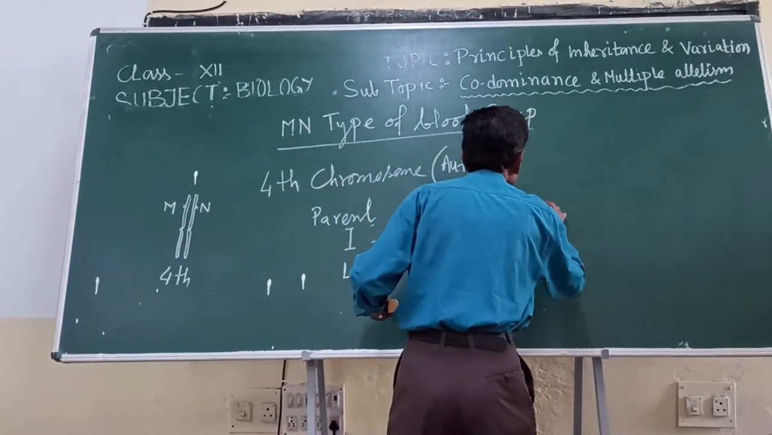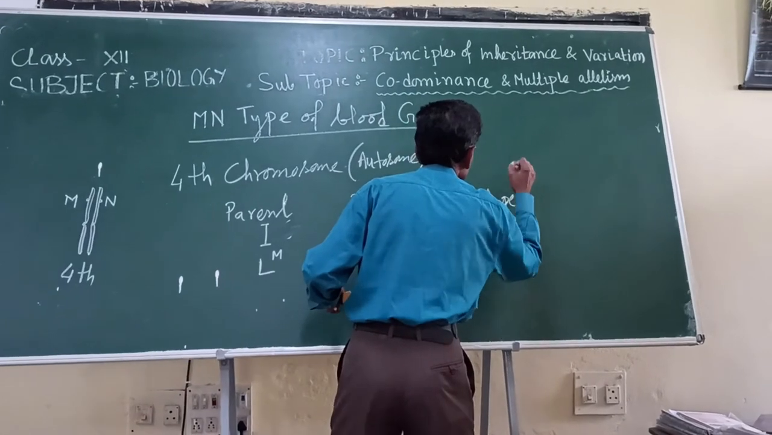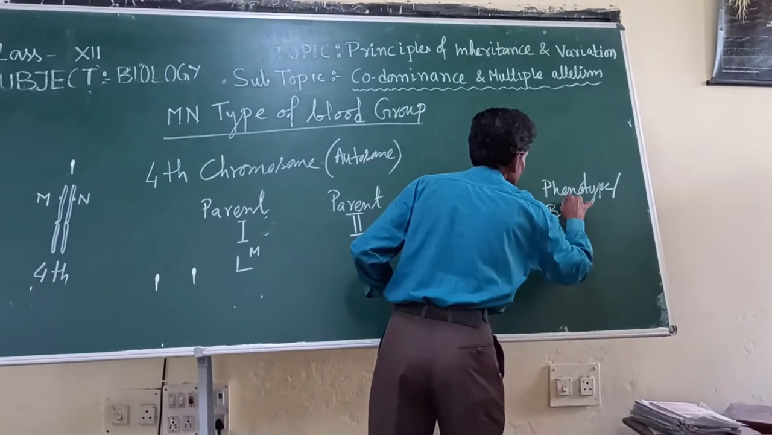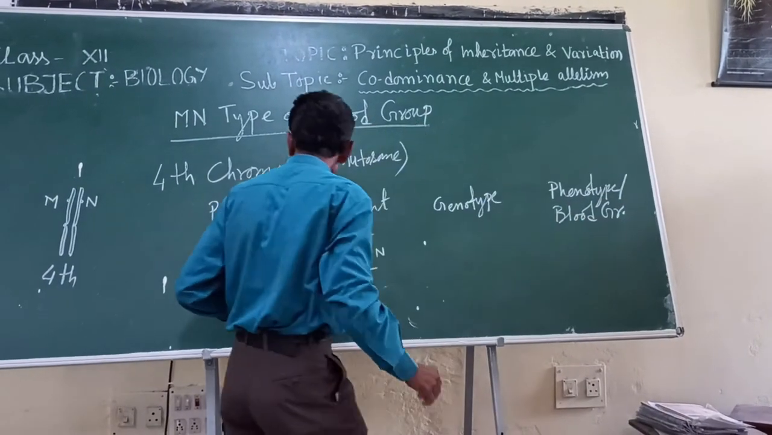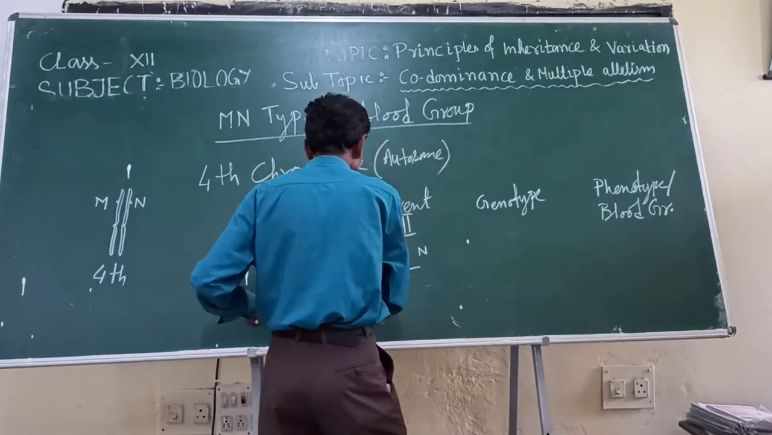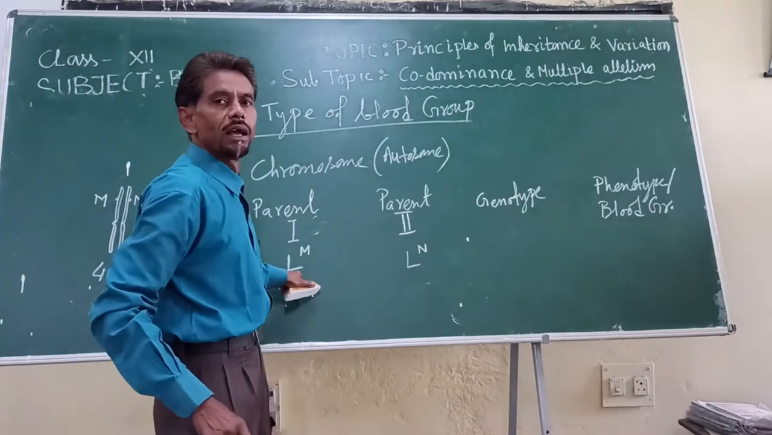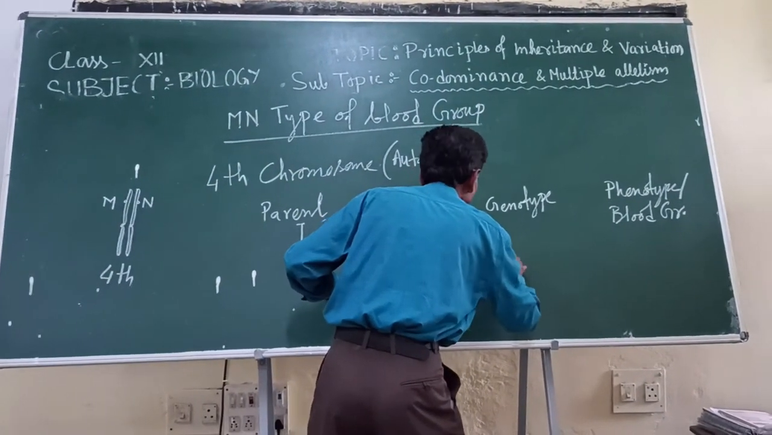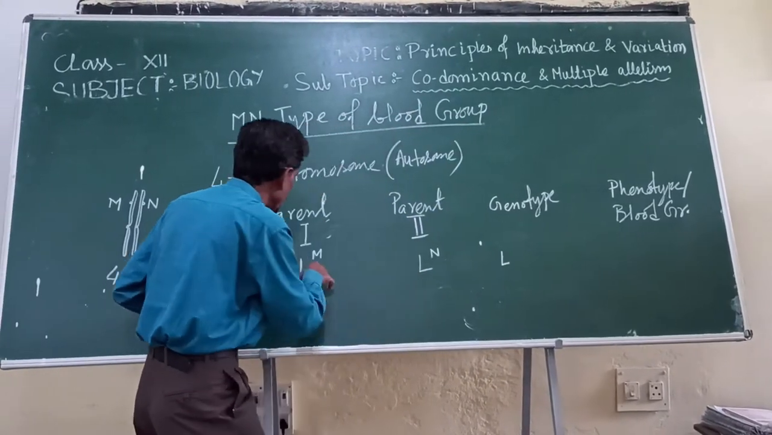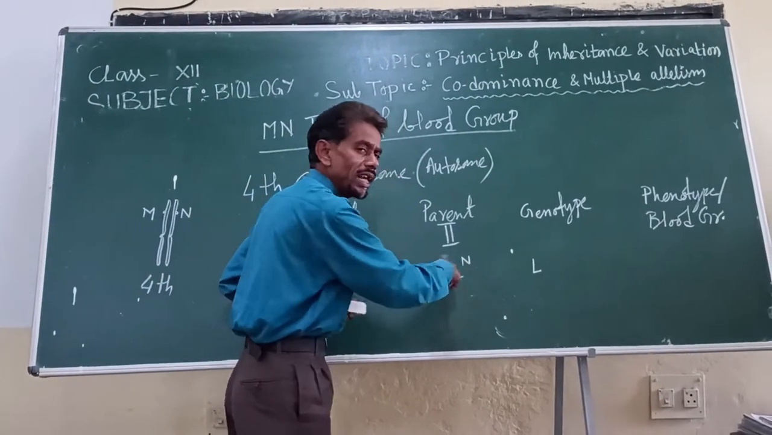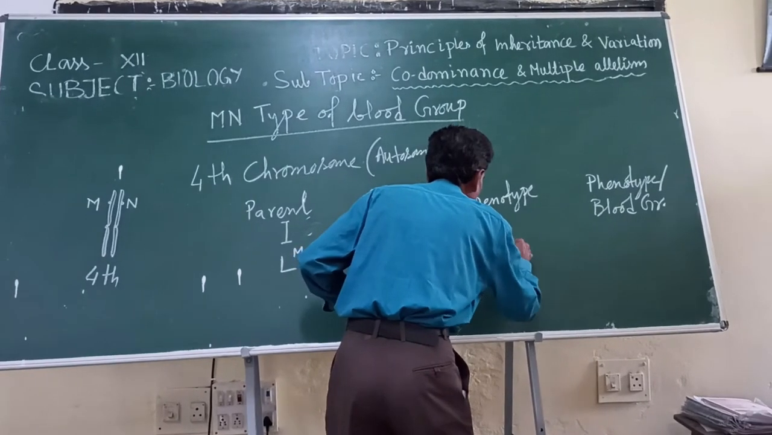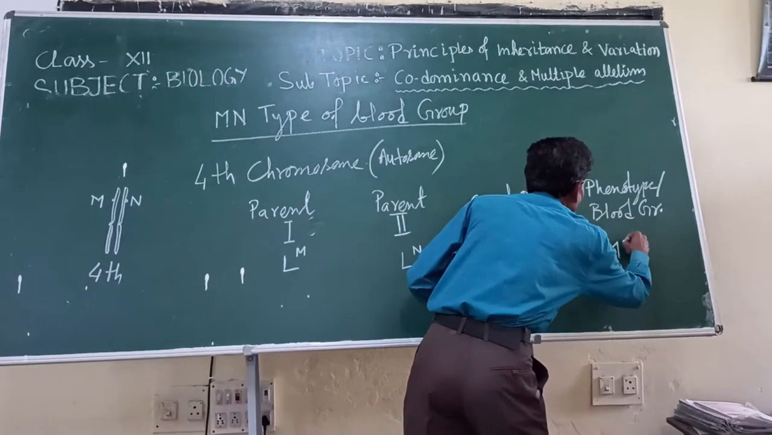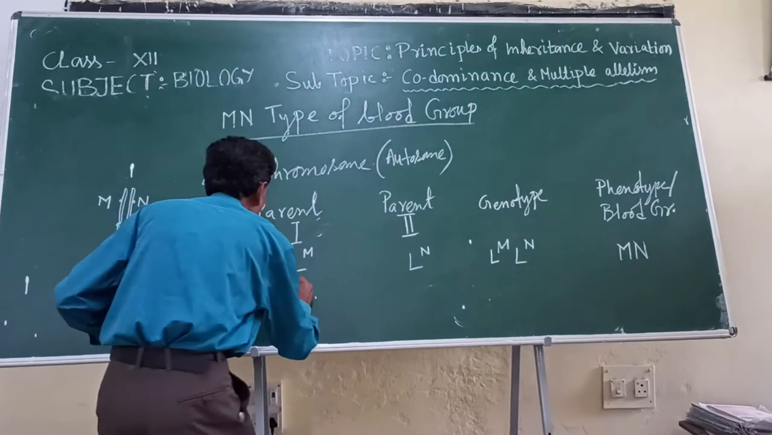Now, what will be the genotype and phenotype, the type of blood type of the blood? When only the M allele is there, so either the genotype can be L. If this is the case, parent 1 is donating the M allele, parent 2 is donating the N allele, then the genotype is LM, LN, and the blood group is called MN, the MN blood group.